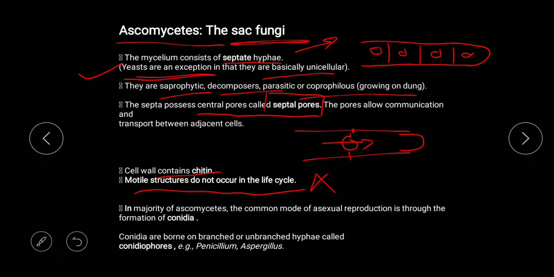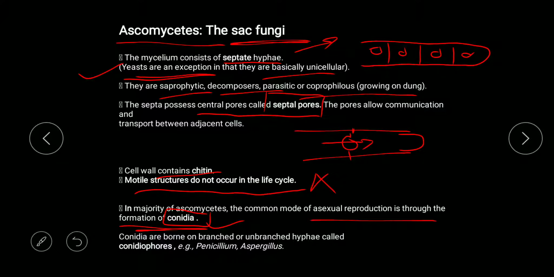In the majority of Ascomycetes, the common mode of asexual reproduction is conidia. We have studied that conidia are non-motile, exogenously produced spores. They are thin-walled, meaning they form in favorable conditions. Conidia are the most common spore in fungi. So conidia is a type of asexual spore in Ascomycetes.